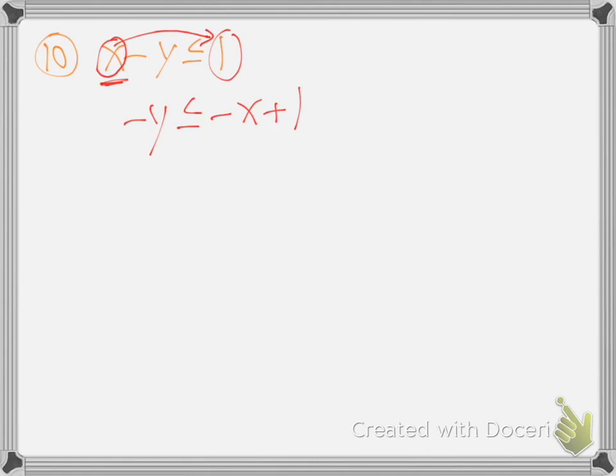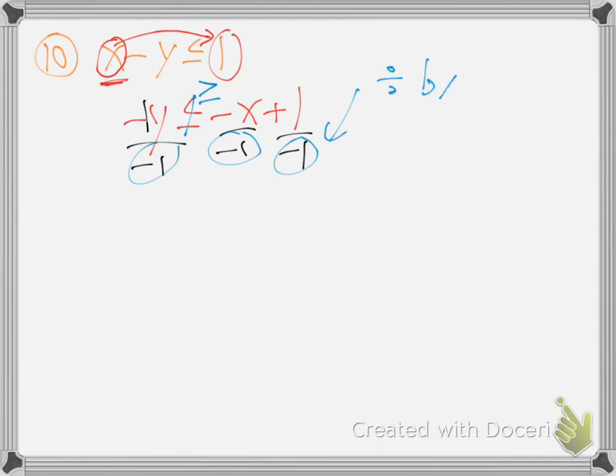What number's next to y? Negative 1, huh? Negative 1. So whatever number is right next to y, we always divide all three by that number, don't we? That's always what we do. When there's a number right next to y, we divide all three by that number. Now, what happens when you divide by a negative? The symbol flips, right? See right here? Divide by negative, flip the symbol. Just have to flip that symbol.